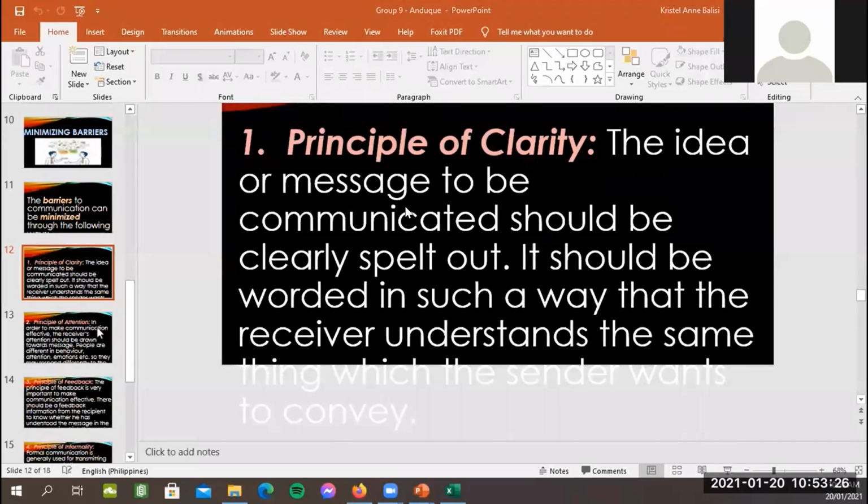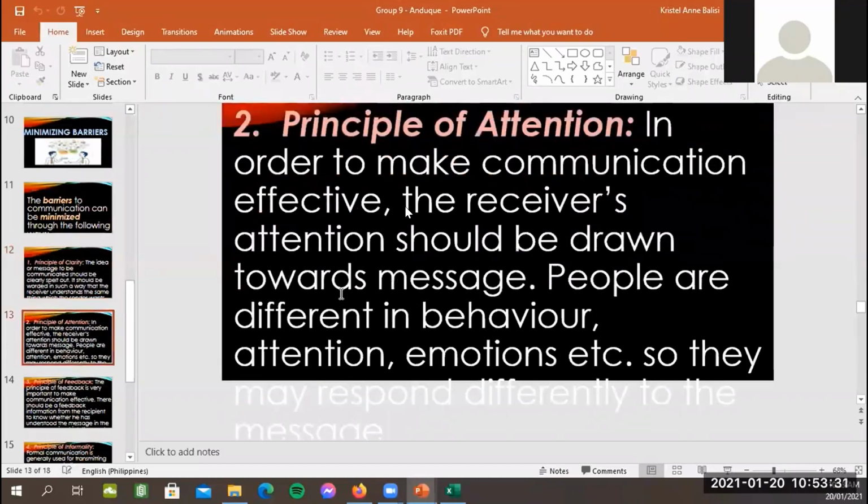Number 2. Principle of attention. In order to make communication effective, the receiver's attention toward the message is needed. Different receivers' attention may differ, so they may respond differently to the message. Dito naman po, ang tao daw po may pagkakaibang ugali o emosyon ng pangbata.